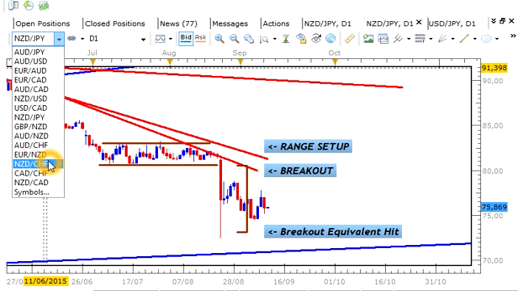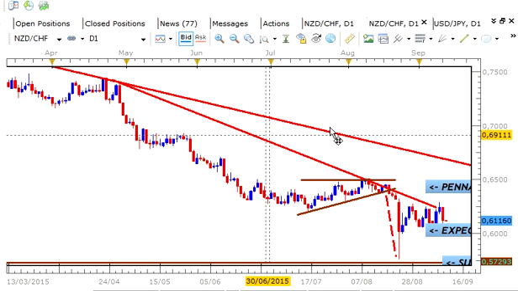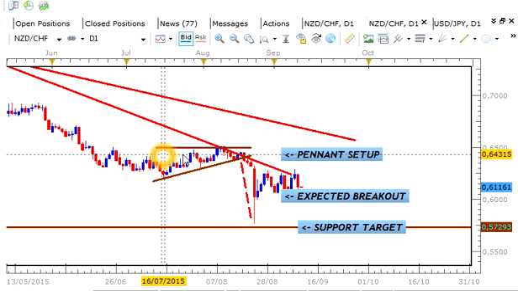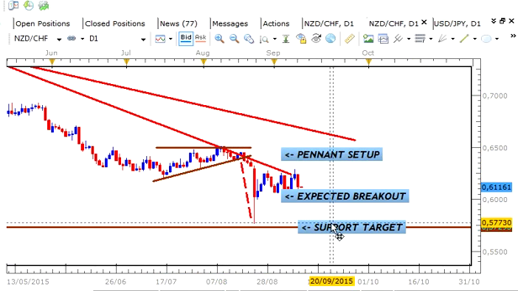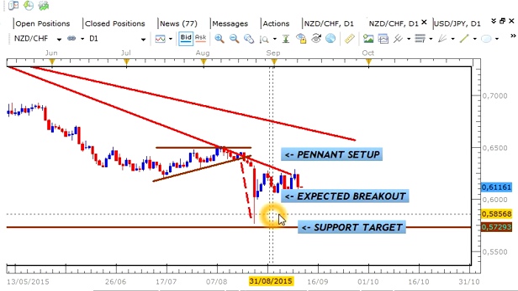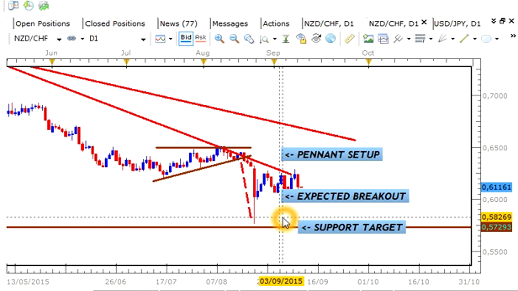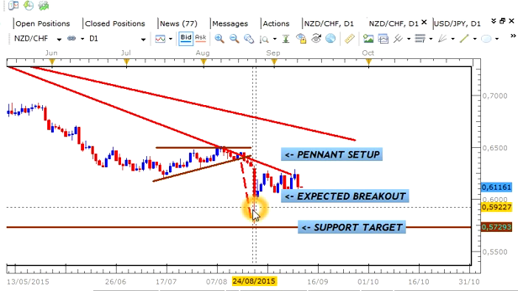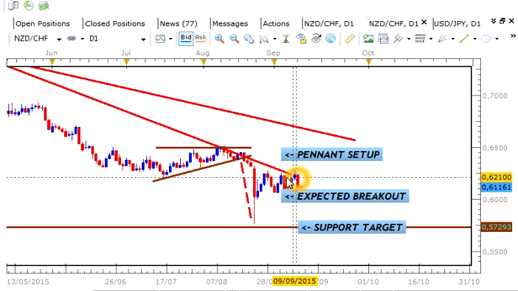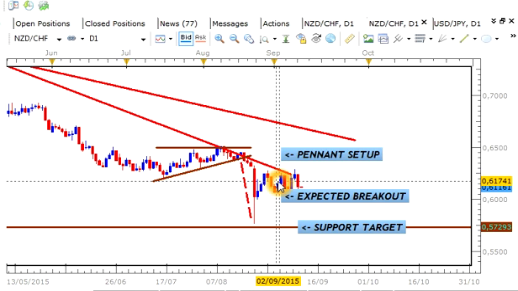Yet another example was on the New Zealand Swiss franc, where it broke out of its pennant, and the breakout equivalent, not labeled here, but the breakout equivalent of this pennant setup was here as well. And as you can see, the market pulled back sharply after hitting that area there.